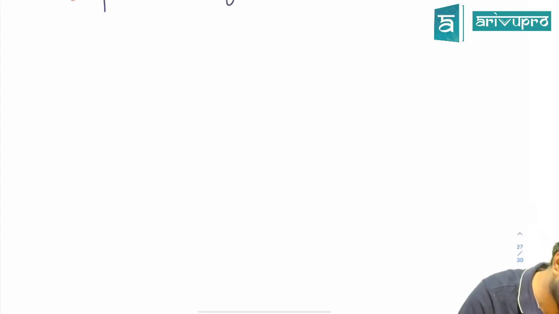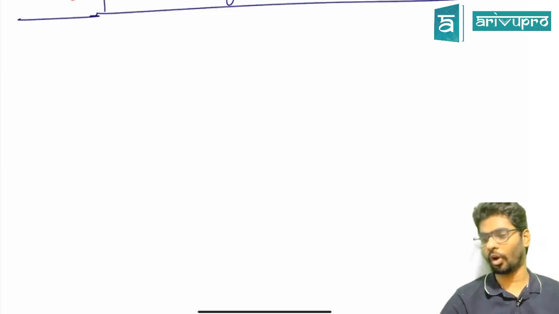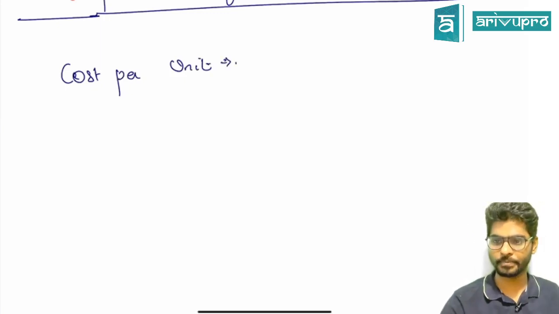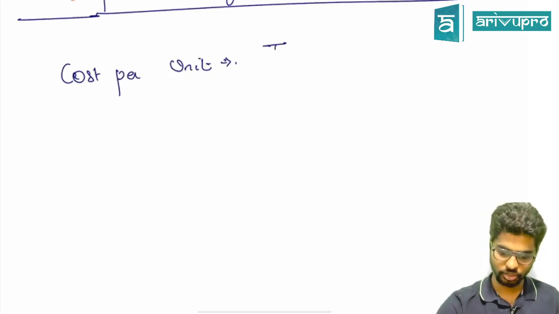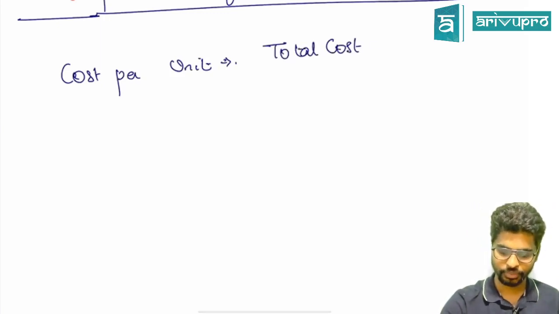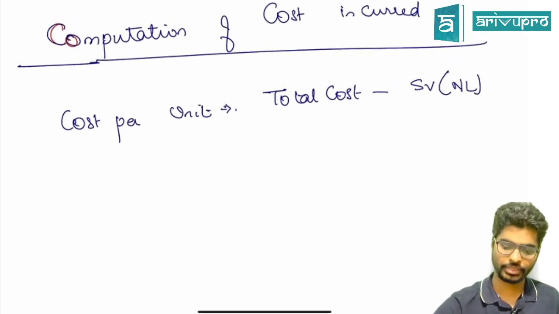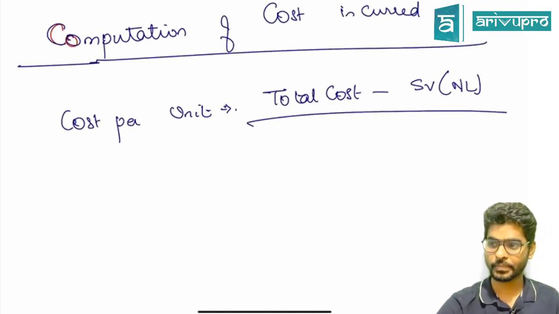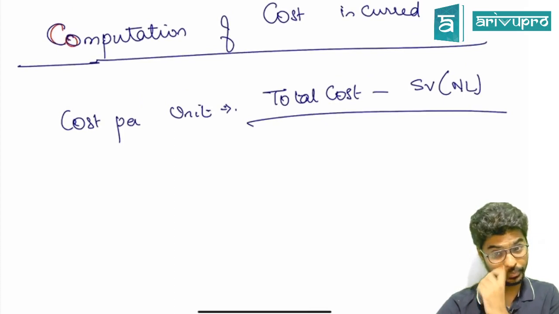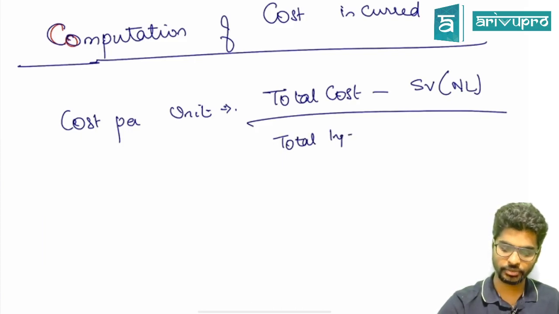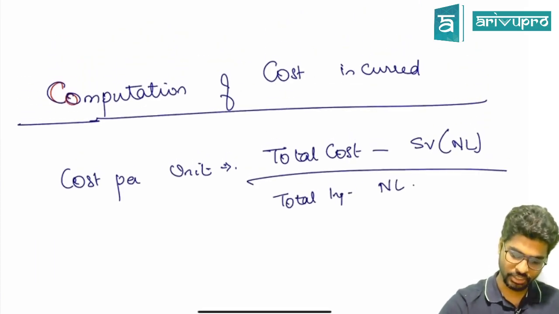computation of cost incurred. Yesterday, I want you to tell me what was my cost per unit formula. I want the entire formula. My cost per unit formula was: total cost minus scrap value of the normal loss, divided by total inputs minus normal loss, right? So I am just focusing on this one now.